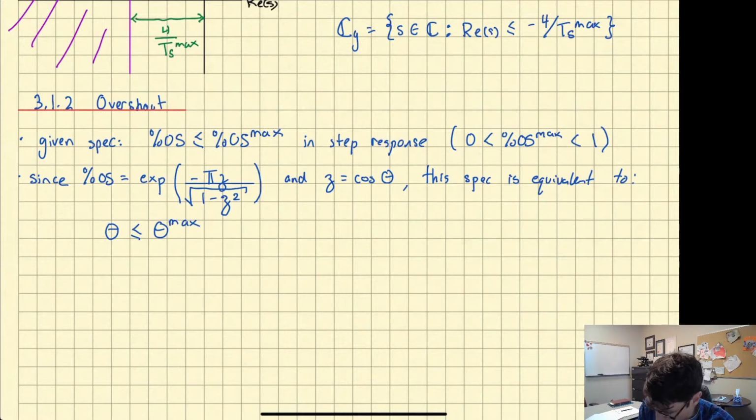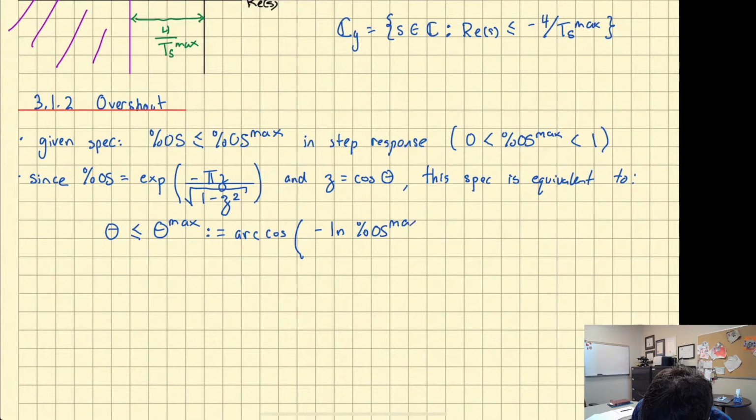And what is that maximum? Well, you can just write it in terms of the given spec. Again, there's nothing too fancy going on here, just some basic manipulations. So it's the arc cos of the following. And that pi is not the characteristic polynomial, that is 3.14, and so on.